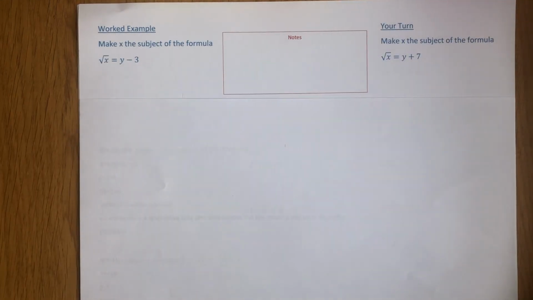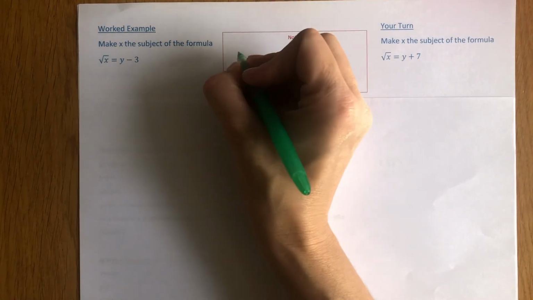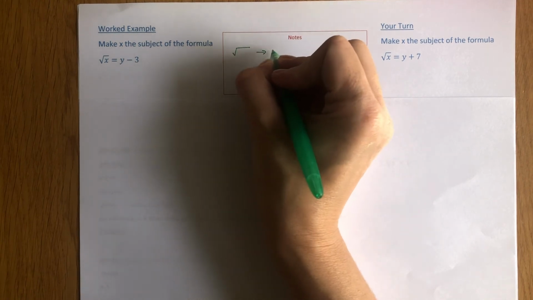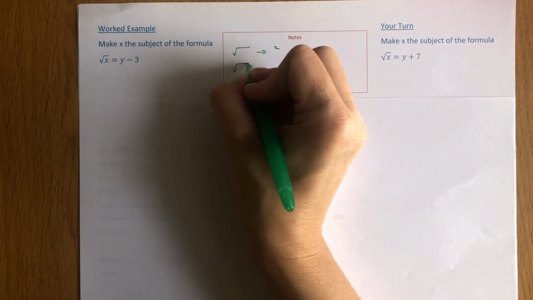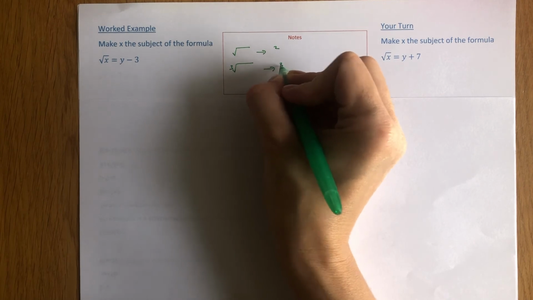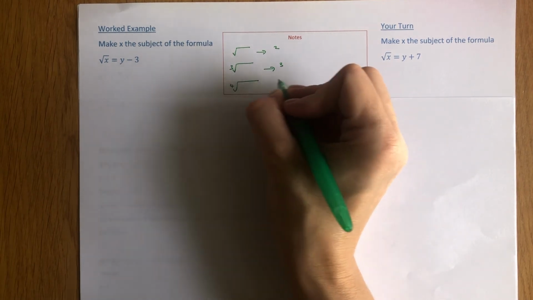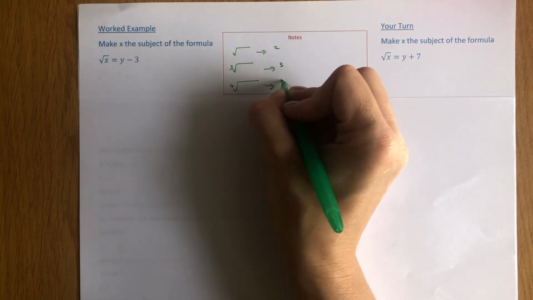So now we're moving on and looking at square roots. So you need to remember that the opposite of a square root is to square, the opposite of a cube root is to cube, fourth root is to raise to the power of 4, and so on.